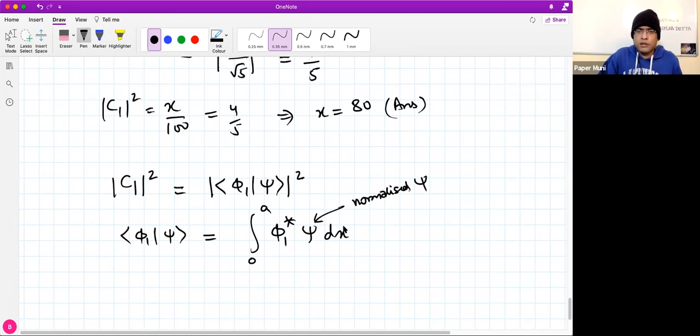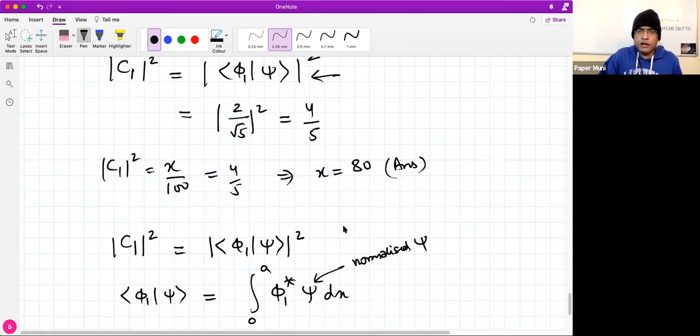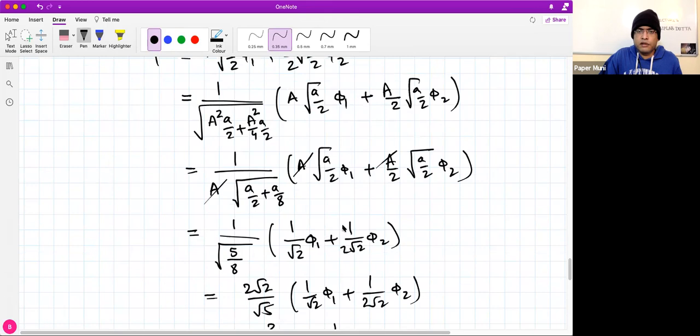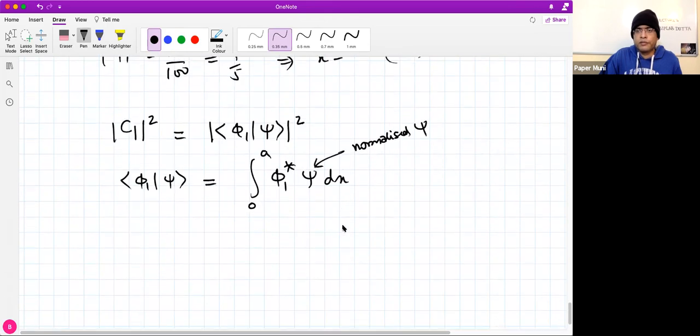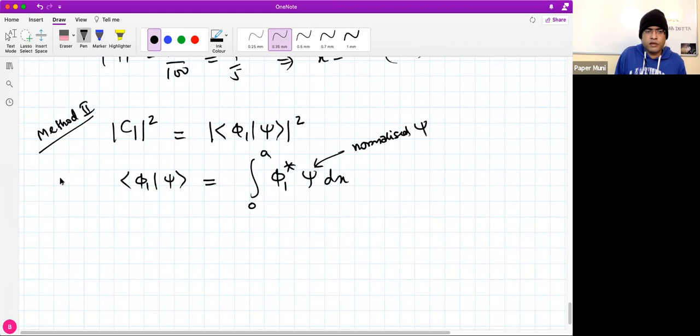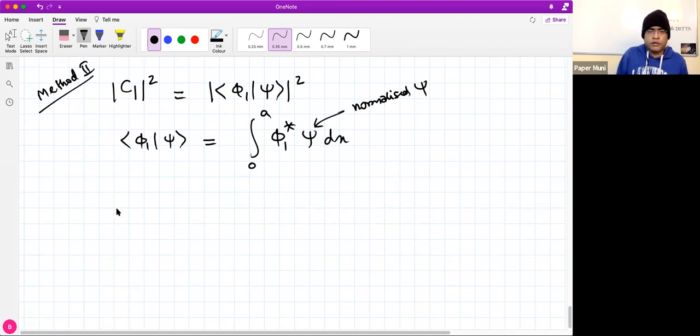And the method which I used, you didn't need any integration here. It's just algebra. Got my point? So you can try this method 2 as a homework and see that it works. You just find out the normalized psi instead of the given psi. So the normalized, let me write it down.